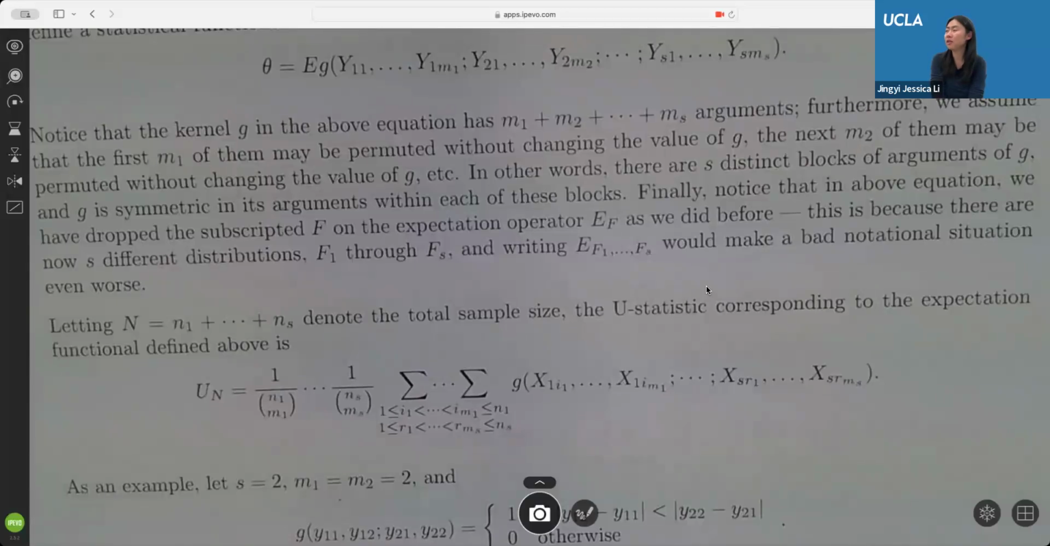So probably we can just pause here for the first lecture, and then we can take a short break and then resume.